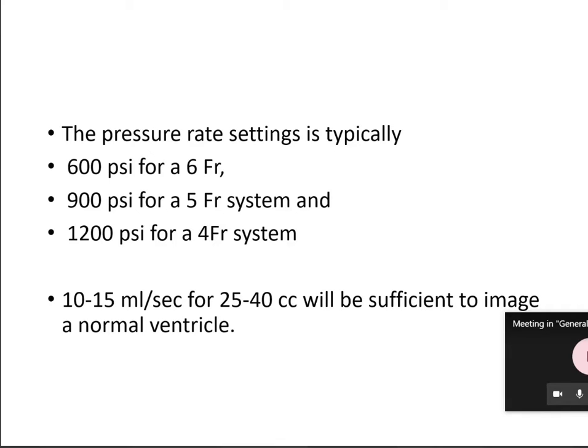Usually for a ventricle, you inject anywhere between 25 to 40 ml at around 10 to 15 ml per second. If you inject in the aorta, you have to give a little more volume per second. For example, for the left ventricle, 10 to 15 is okay. But when you are injecting the pulmonary artery or aorta, you give slightly more, 16 to 18, because the flow of contrast will be a little faster.